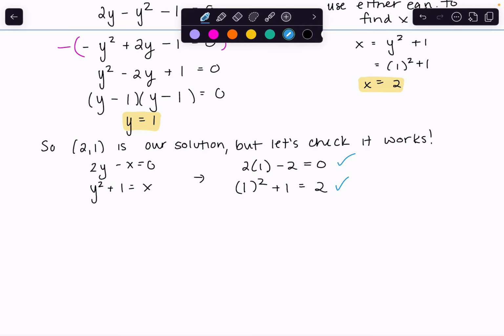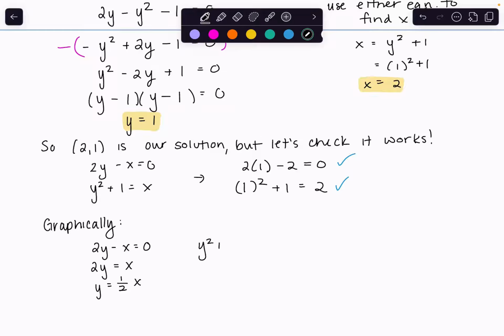Now, graphically, we want to see, does this make sense too? Again, one of them is a line, one of them is a parabola. So there is that possibility that there is a single intersection. But let's go ahead and graph these to make sure everything is okay. So 2y minus x needs to equal 0. I got to put this in slope-intercept form. So that's 2y equals x, or y equals a half x.